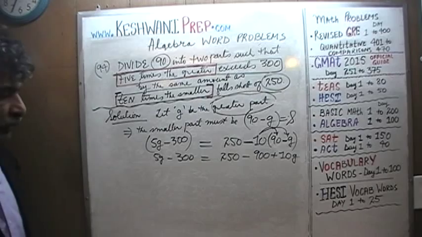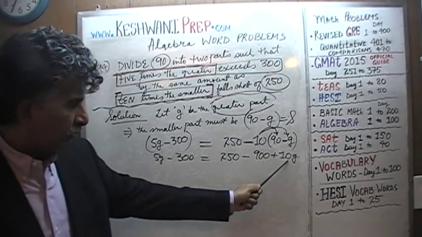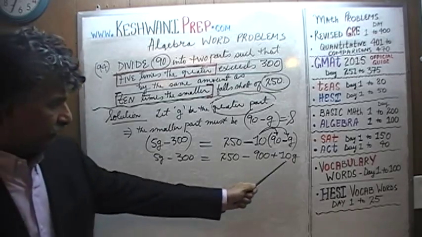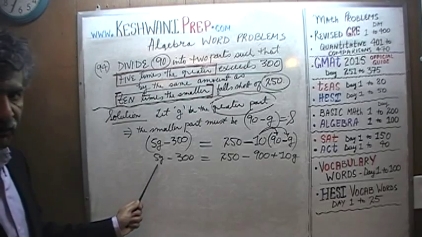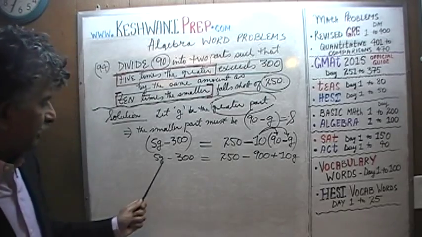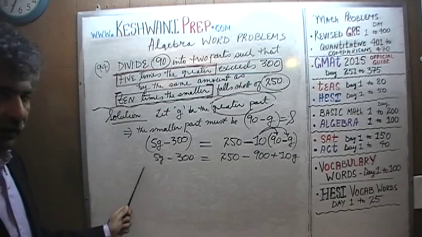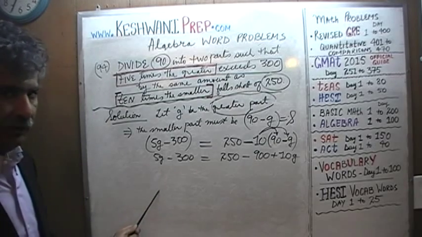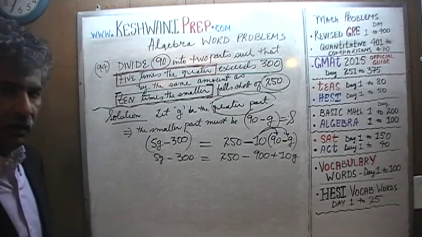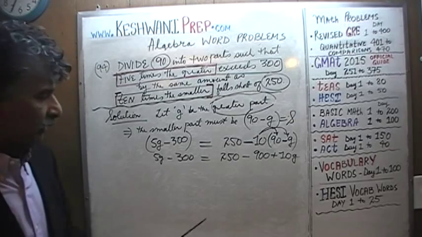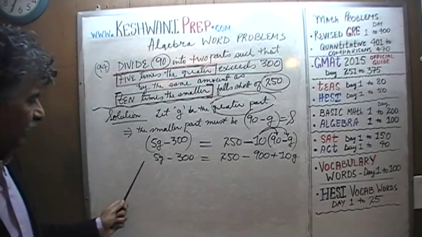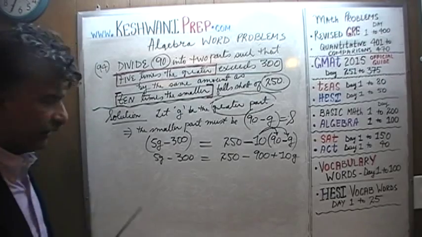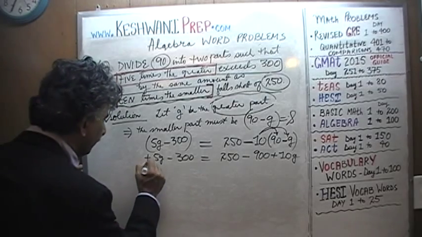Now, here's what you have to decide what you want to do. If you were to bring this 10g here, because of the fact that this is 5g, when you bring this 10g here, it becomes negative 10g. You're going to end up with a negative coefficient of the unknown. I don't like having a negative coefficient for the unknown. I prefer to have a positive coefficient. So instead of bringing 10g to the left-hand side, I'm going to bring the 5g to the right-hand side by subtracting 5g from both sides.